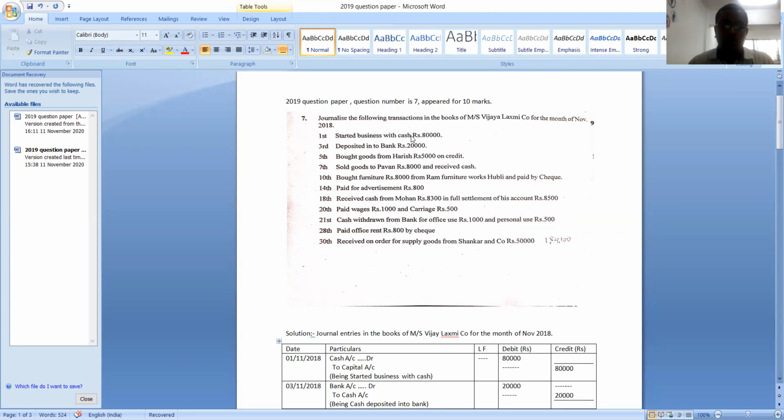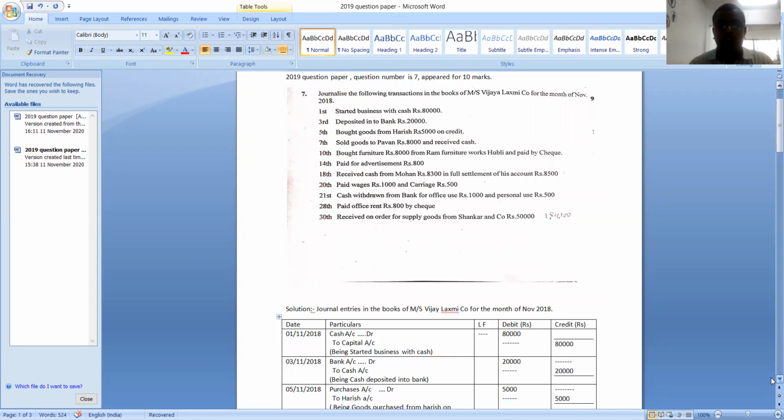So here first you should find out the two accounts. Started business with cash rupees 80,000. Which are the two accounts? Here one is cash account and another one is started business. It is nothing but the owner has invested 80,000 rupees cash into business. When the owner invests rupees 80,000 cash into business, it is known as his capital. Understood? So here the two accounts are cash account and capital account.